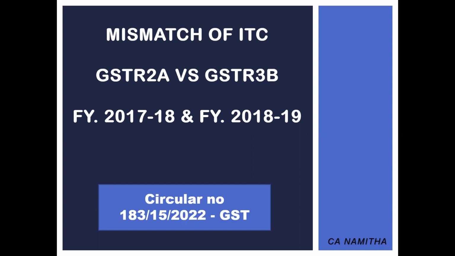In today's video, we will be decoding circular number 183/15/22 issued on 27th December 22. This is specifically issued for financial year 2017-18 and financial year 18-19. This circular basically brings about clarification for differences in ITC availed in GSTR3B as compared to GSTR2A for financial year 2017-18 and financial year 18-19.